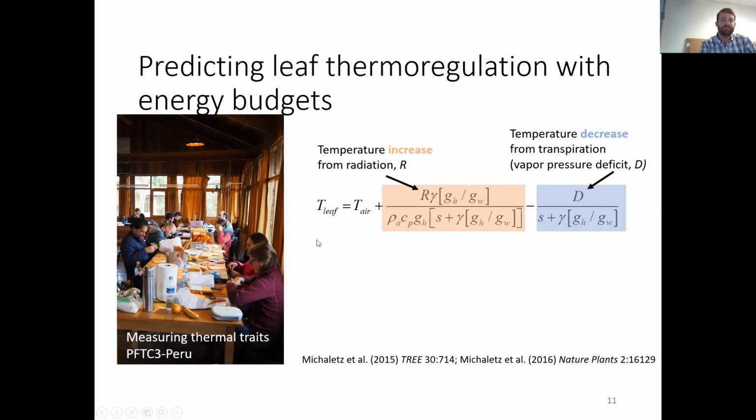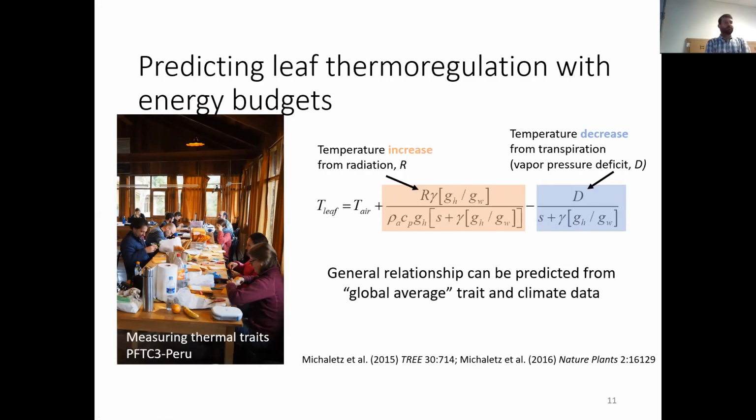And so we can see that leaf temperature will equal air temperature, plus how the sun is heating up the leaf, minus how transpiration is then cooling the leaf. And so what we were then interested in doing is seeing if we could take this equation and predict the response of an average leaf, the average leaf's temperature, how will that respond to variation in air temperature?